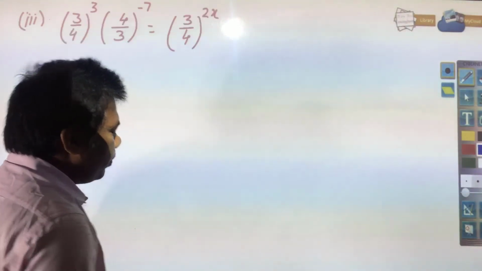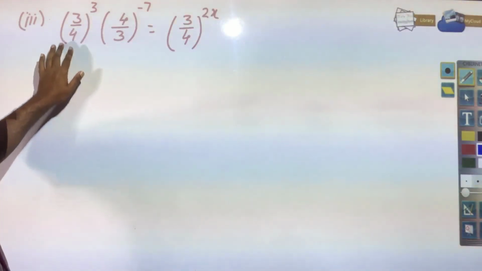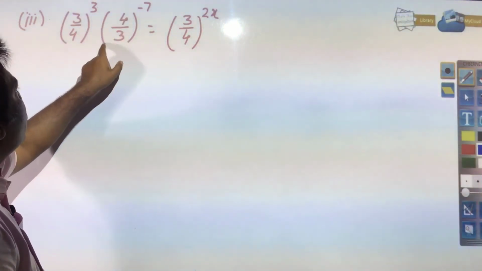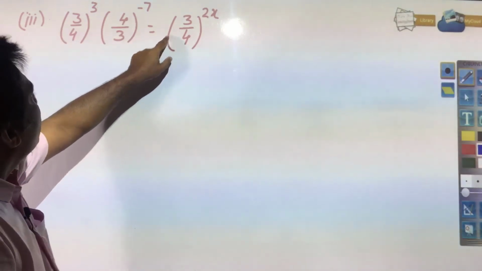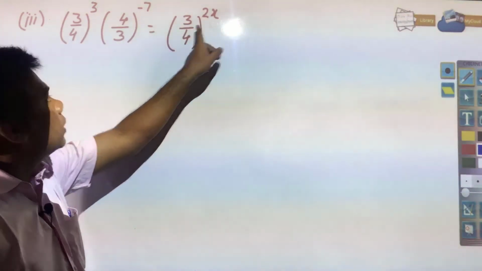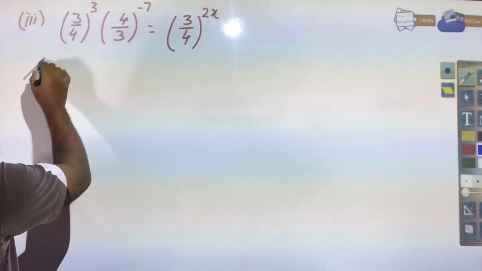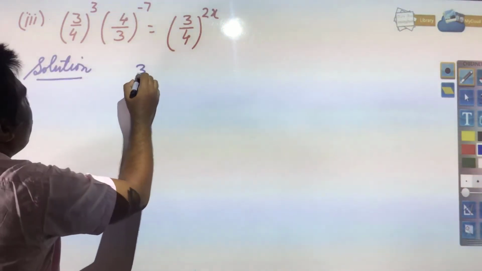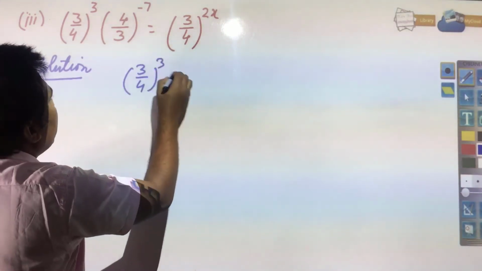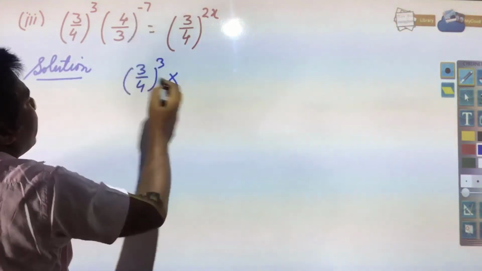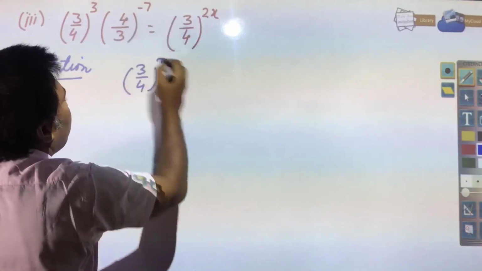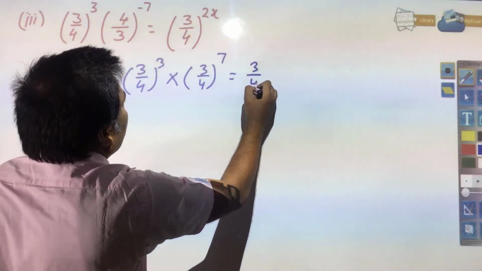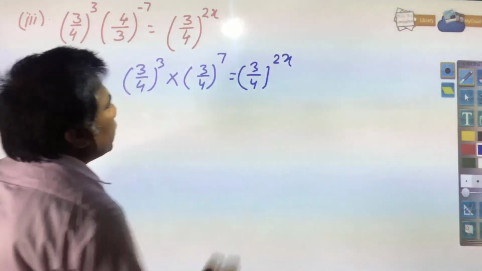Next we will see. Here you have (3 by 4) to the power 3 into (4 by 3) to the power minus 7 is equal to (3 by 4) to the power 2x. How will we solve this? You see, (3 by 4) to the power 3 into, as there is a minus, the inverse of this number we will write, (3 by 4) to the power 7 is equal to (3 by 4) to the power 2x.